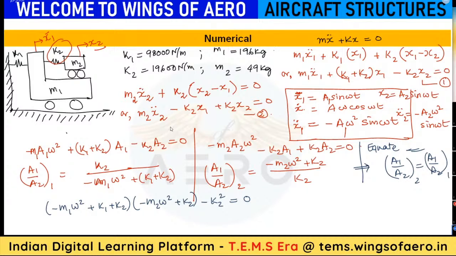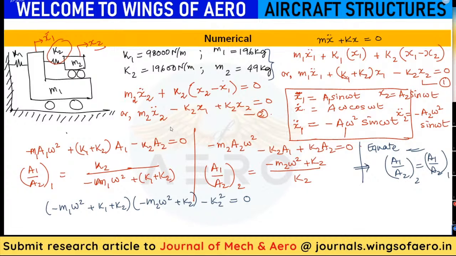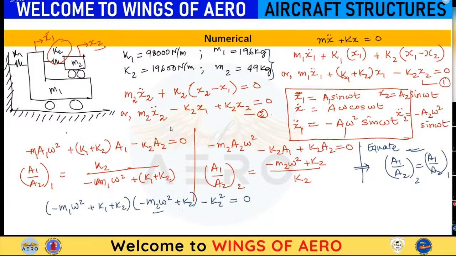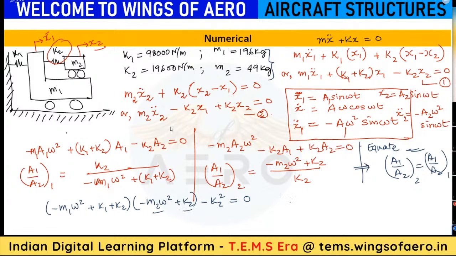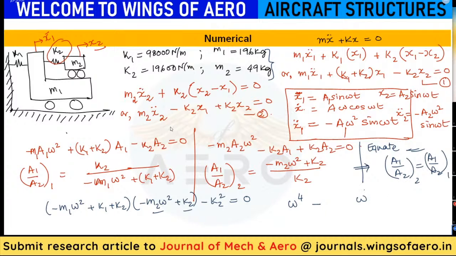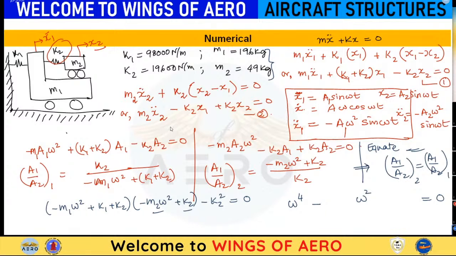Now in this given question, they have given you the values of k1, k2, m1, m2. So you can simply substitute the values of the given m1, k1, k2, m2, k2, and you will get a quadratic equation in terms of omega power 4, plus or minus some omega square and some value, equal to 0. Solve that and tell me what equation you're getting.